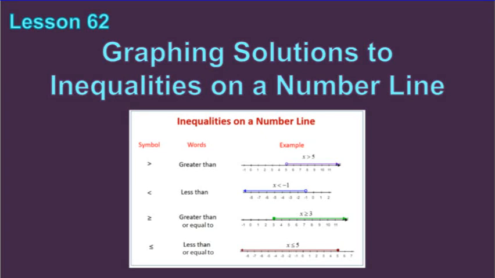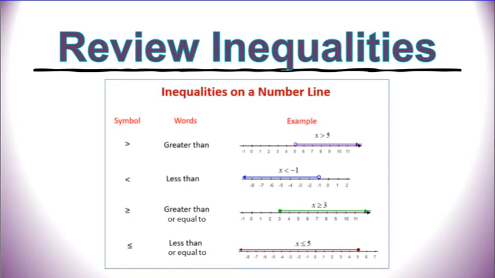Lesson 62, graphing solutions to inequalities on a number line. First off, let's review what an inequality is. An inequality is just a statement where both sides are not equal. And so you're going to use these comparison symbols. You have the greater than symbol, the less than symbol, the greater than or equal to symbol, and the less than or equal to symbol. And there's also another one, does not equal. So anything that does not equal on both sides are inequalities.